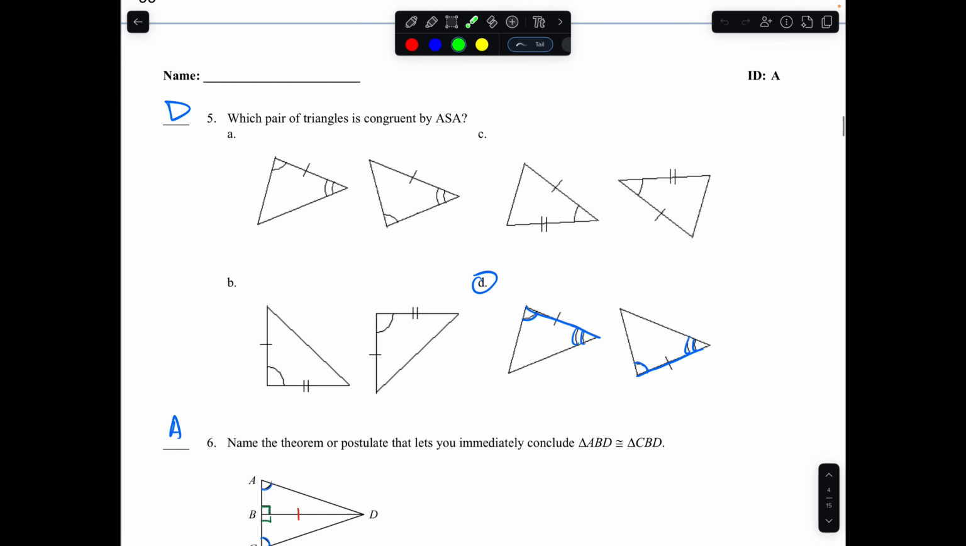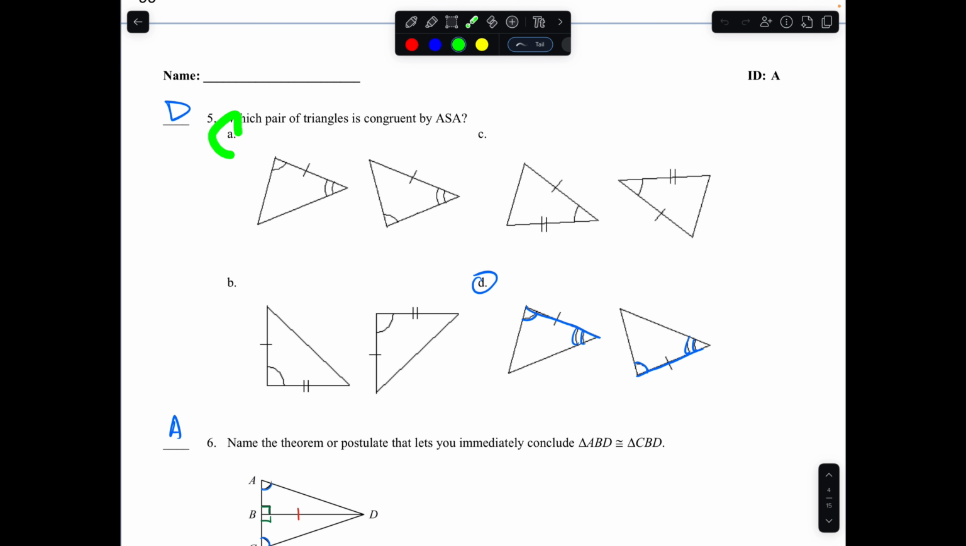Number 5, which pair of triangles is congruent by angle side angle? So we need both triangles to have a matching pair of angles, another matching pair of angles, and a matching pair of sides, and those sides have to be the connecting sides or the included sides. So notice in choice D, this side is between the two angles, and so is this side.